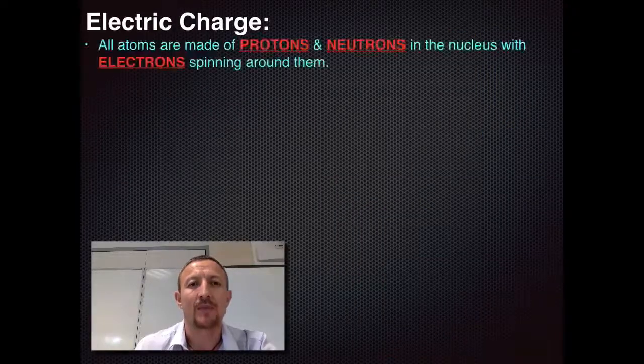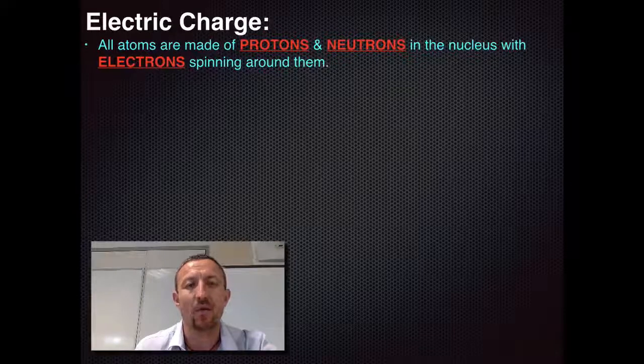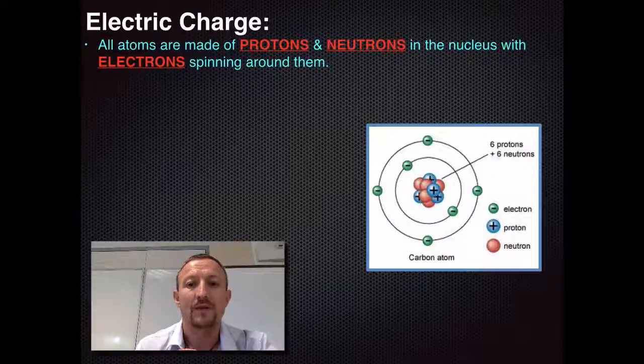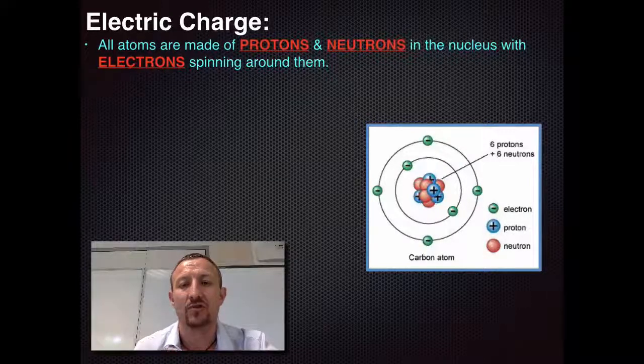statics. Now basically electric charge is due to the idea that all atoms are made up of three constituent particles. We've got protons, we've got neutrons which are found in the nucleus, and then we've got electrons which are spinning around the outside. Now generally a build-up of electrons or protons will determine the charge. Remember, neutrons are neutral. So we can see that in this model that we've got here, we've got the protons and neutrons in the nucleus, and we've got electrons moving out in the orbitals.